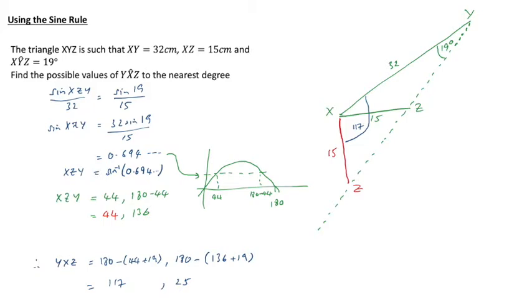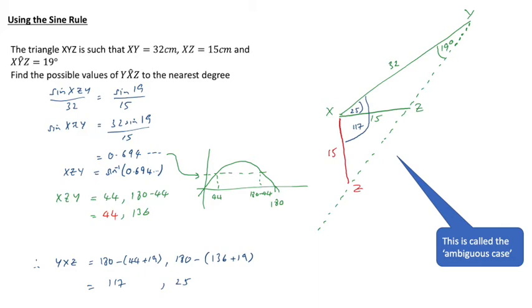And we can see the 117 is the angle there, corresponding to the 44, the red 44 angle, and the 25 degree angle is there, with the green line going to the green Z. And this situation where we can't be sure, given the information in the question, which triangle it ends up as, is called the ambiguous case.